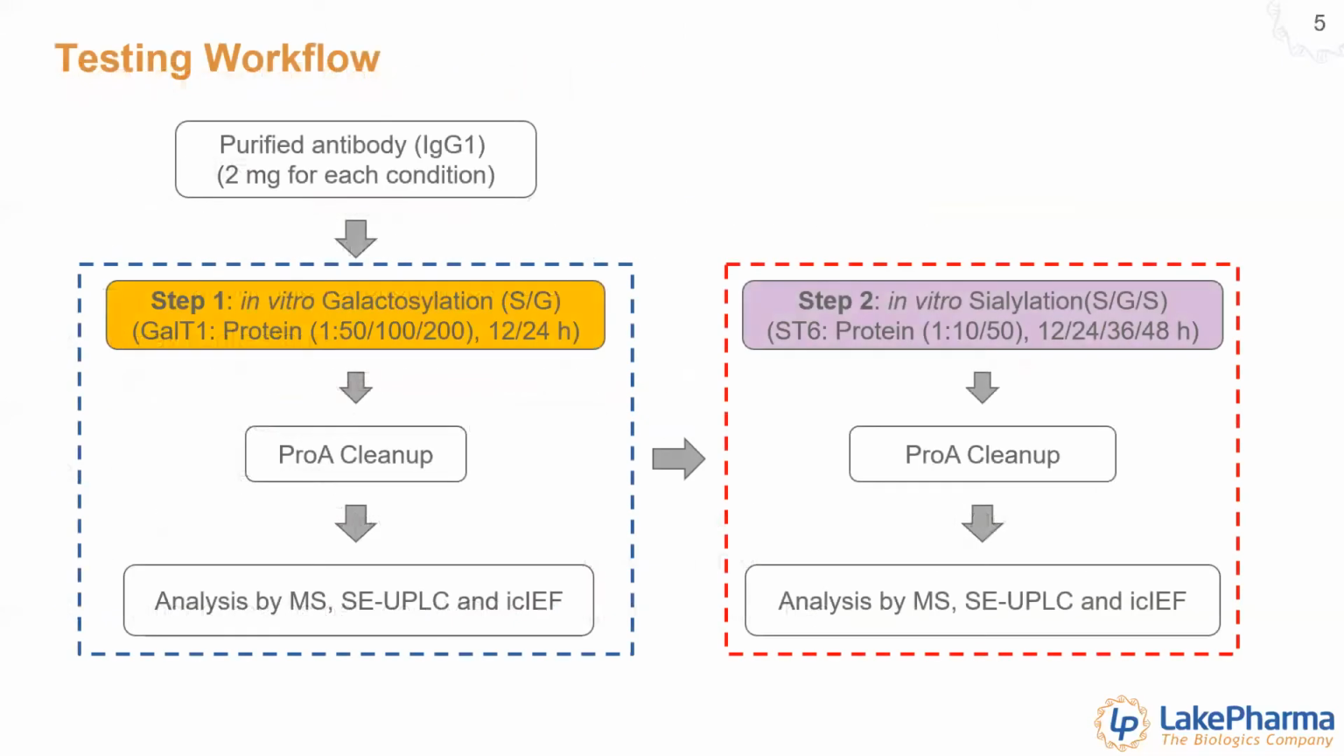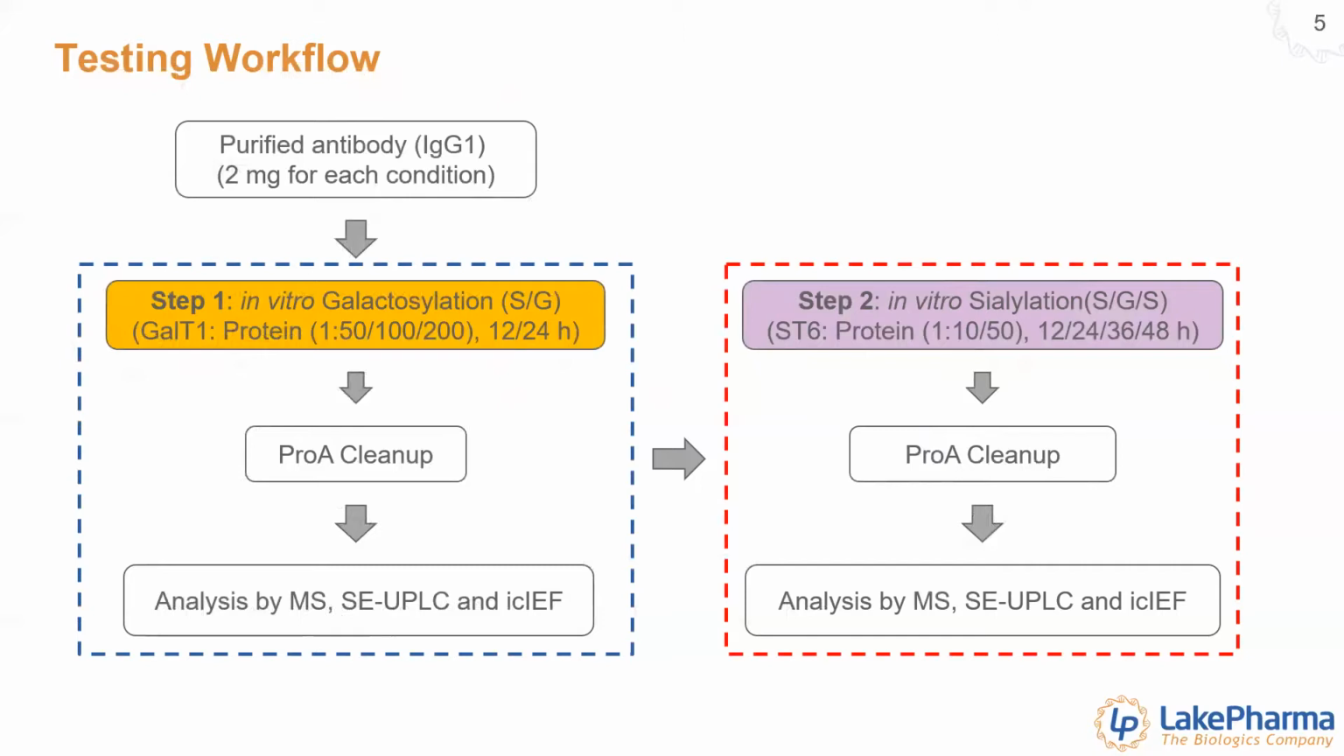Moving on to slide 5, it illustrates the testing workflow. We start with the purified antibody IgG1. The first step reaction is catalyzed using GalT1, which is the first enzyme to catalyze the in vitro galactosylation. We tested at 1 to 50, 1 to 100, and 1 to 200, and at 2 different incubation time points, 12 hours and 24 hours. After the reaction, we subjected the sample to Pro-A purification, then analyzed by mass spec, SE, and CIEF.